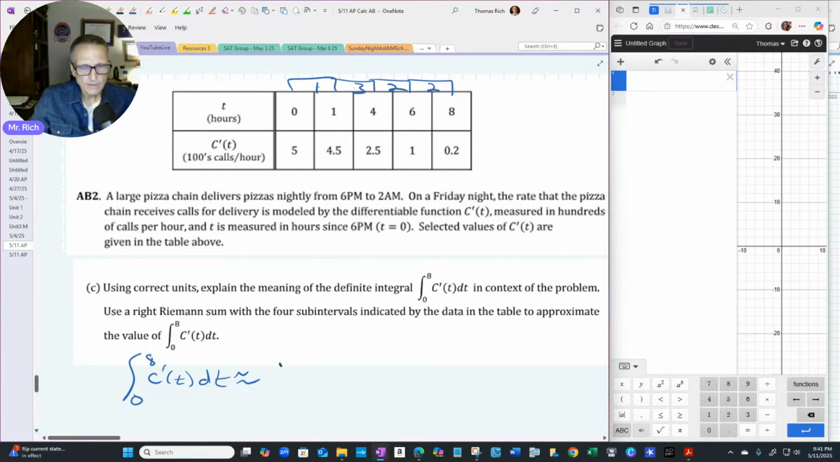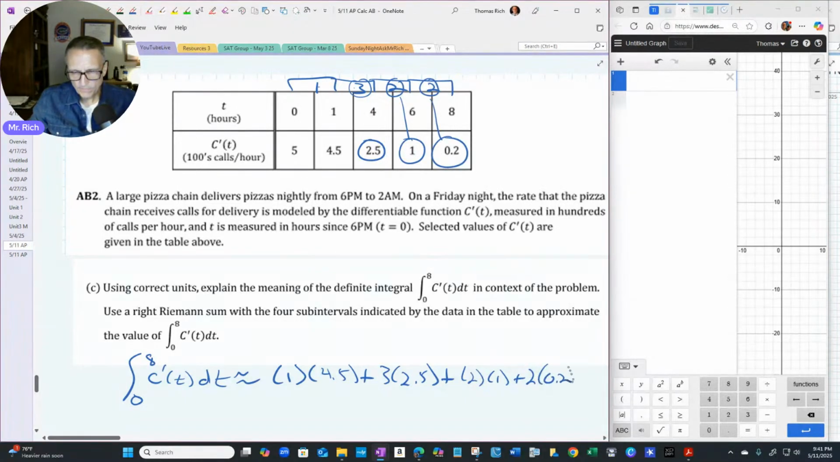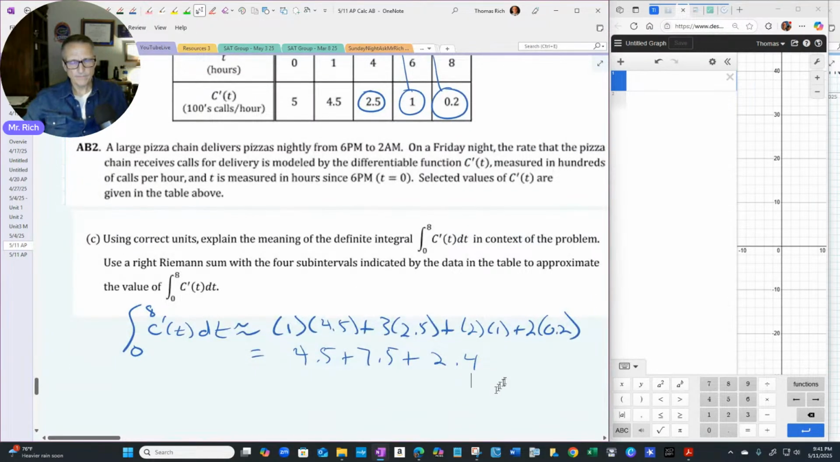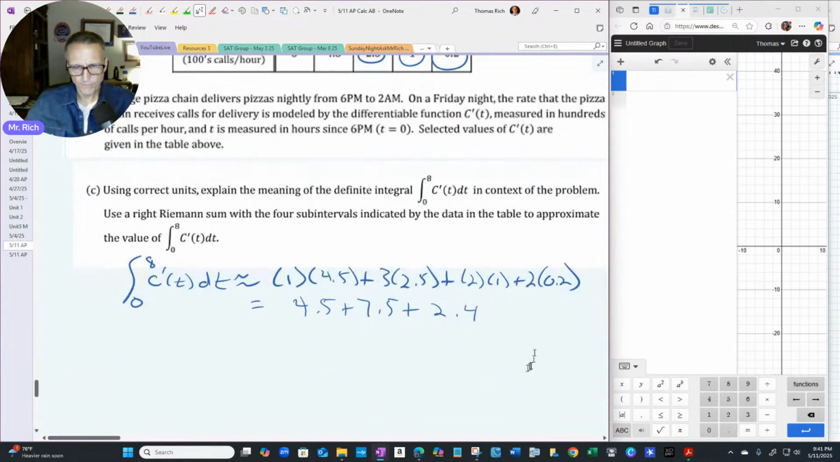So this is going to be equal to 1 times 4.5 plus 3 times the right edge of 2.5 plus 2 times 1 plus 2 times 0.2. And then we'll add those together. So we have 4.5 plus 7.5 plus 2.4. And so that's going to be, what will that be? 12, 13, 14.4.